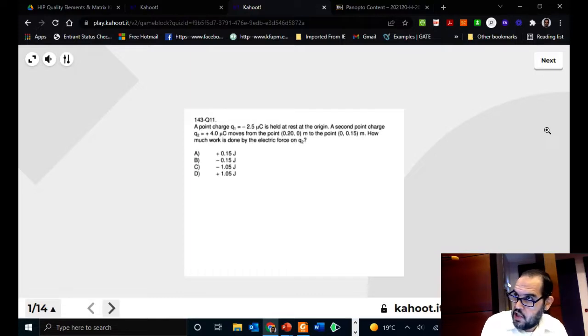Here a point charge Q1 equal to minus 2.5 microcoulomb is held at rest at the origin. A second point charge Q2 of 4 microcoulomb moves from a point at 0.2 meters on the x-axis and 0 on the y-axis, to a point that is 0 on the x-axis and 0.15 meters on the y-axis. How much work is done by the electric force on Q2? So for Q2 to move from the initial to the final position, how much work is done by the electric force? Okay, 2 minutes for this one.